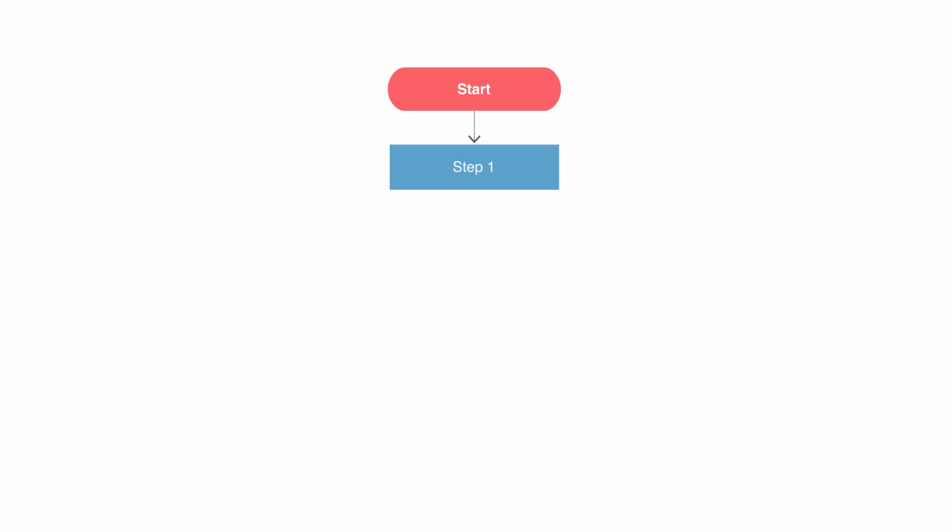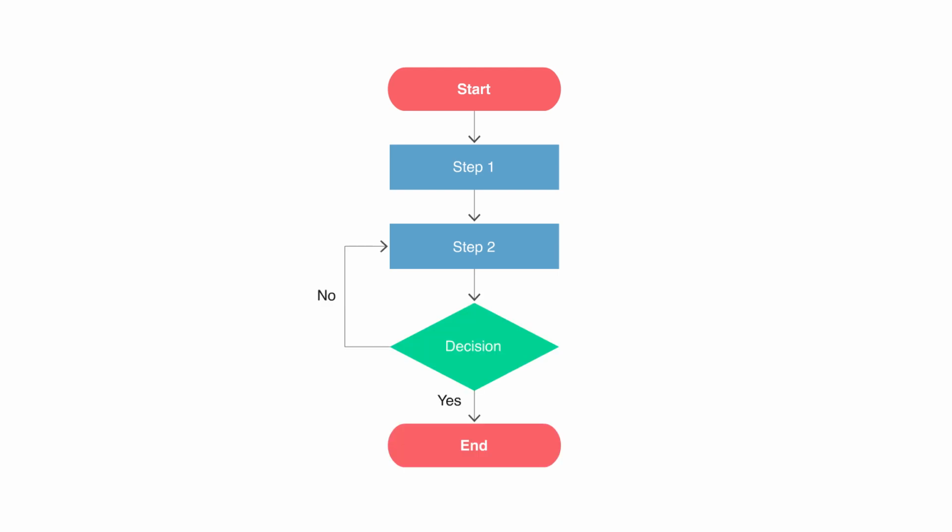Simple instructions or actions are represented by a rectangle, while a diamond shape is used when a decision is needed. There are also many other symbols that can be used in a flow chart. Flowcharts can run horizontally or vertically.